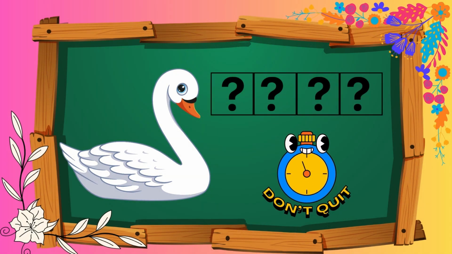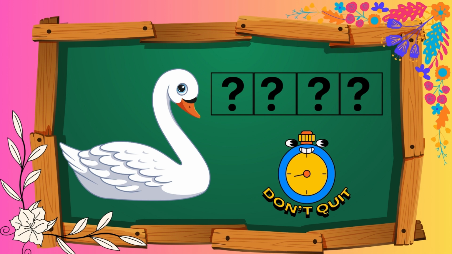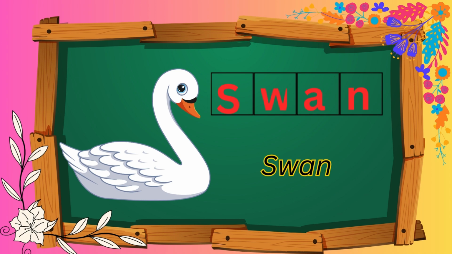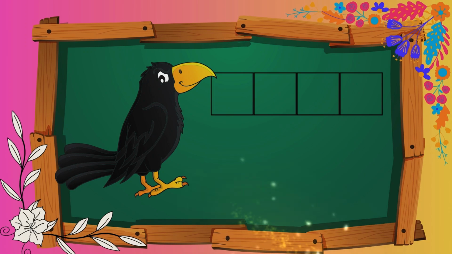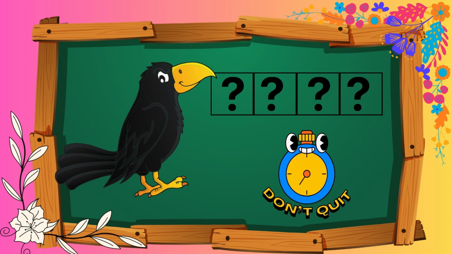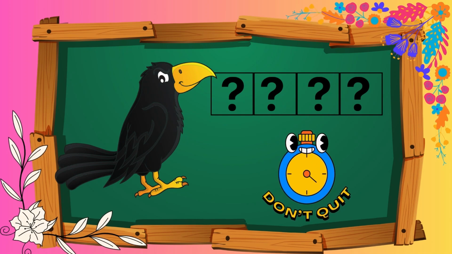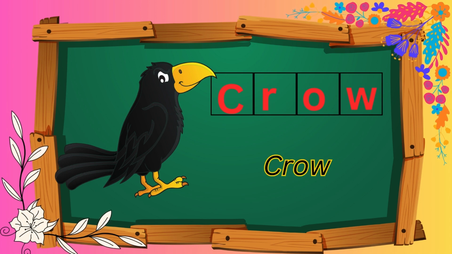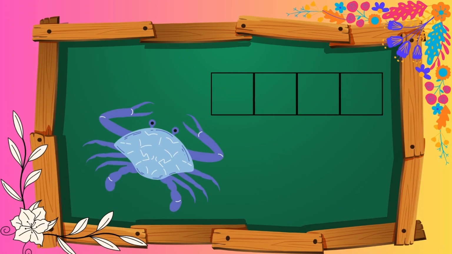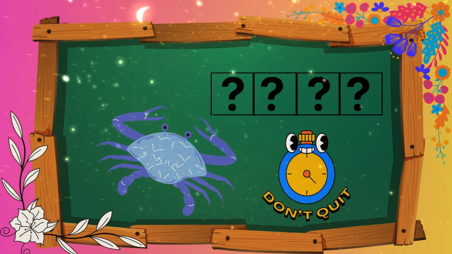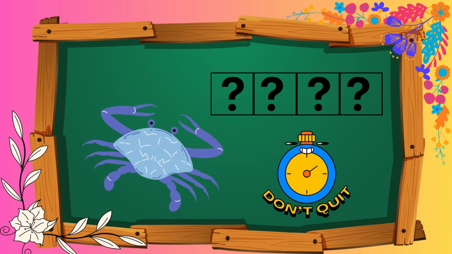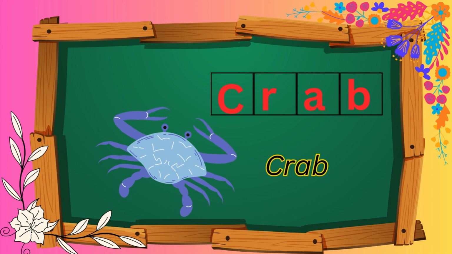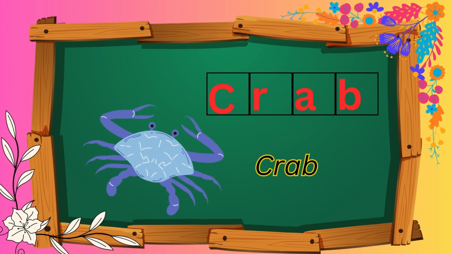Children, can you spell the word swan? S-W-A-N. Swan. Children, can you spell the word crow? C-R-O-W, crow. What's the spelling of crab? C-R-A-B, crab.